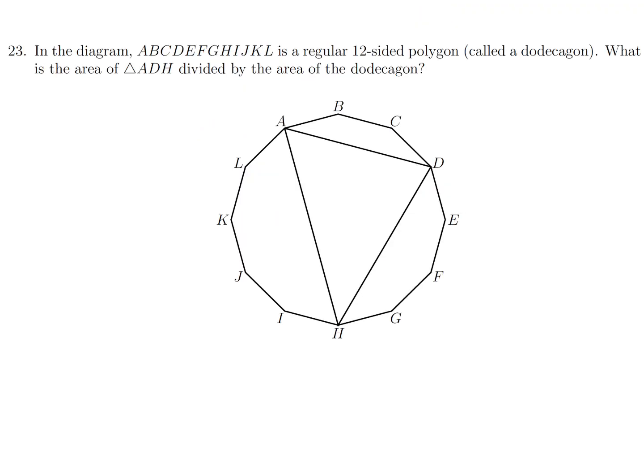In the diagram, you have a 12-sided polygon. What is the area of ADH divided by the area of the dodecagon? All right, so we need some lines. We need some lines to illustrate what needs to be done. Okay, so here we go.